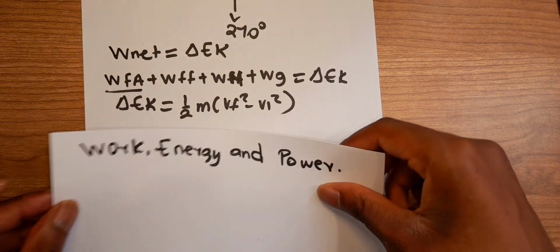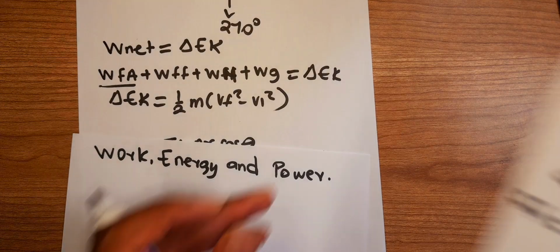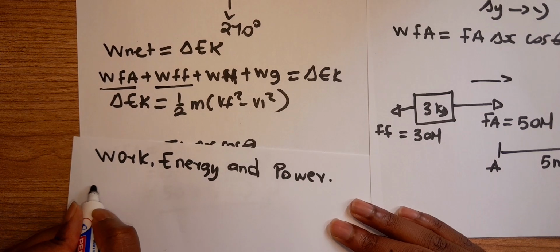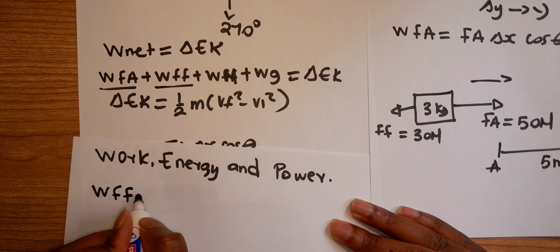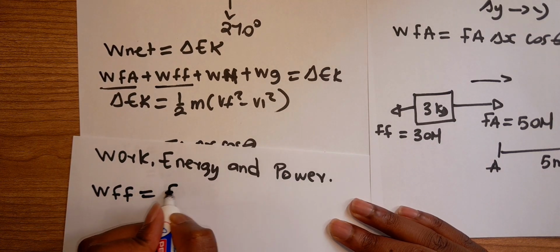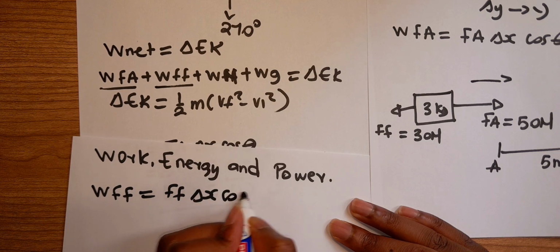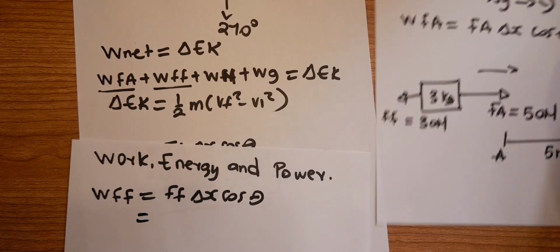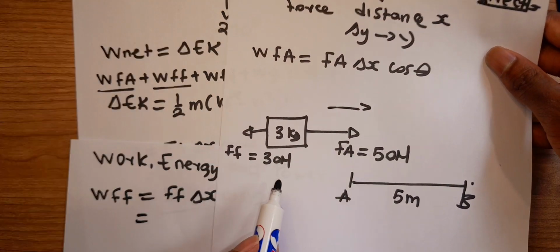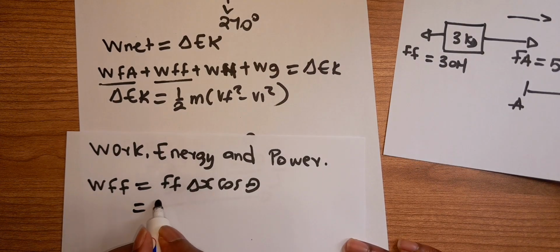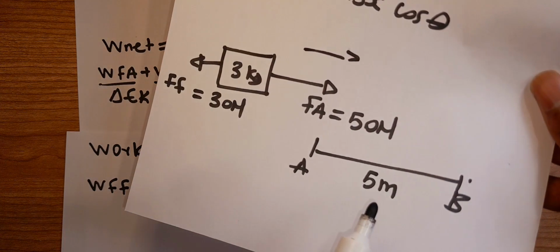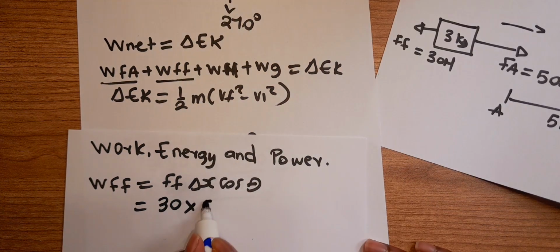Let's say now we want to calculate the work done by the frictional force. The work done by the frictional force is going to be the frictional force times change in x times the cos of theta. The frictional force in this question is 30 newtons, and you times it with the displacement, that is 5, and you times this by the cos.